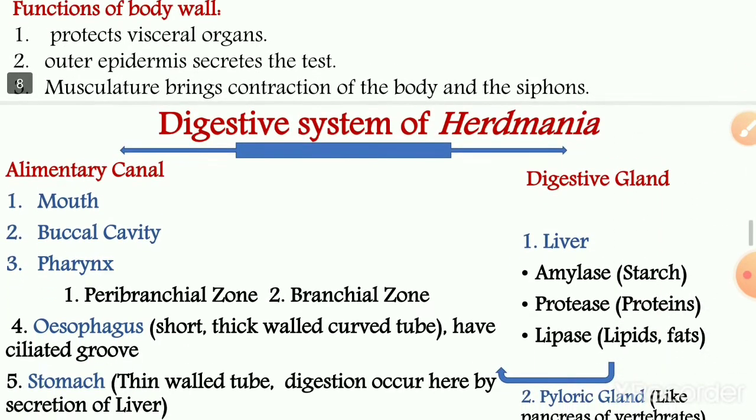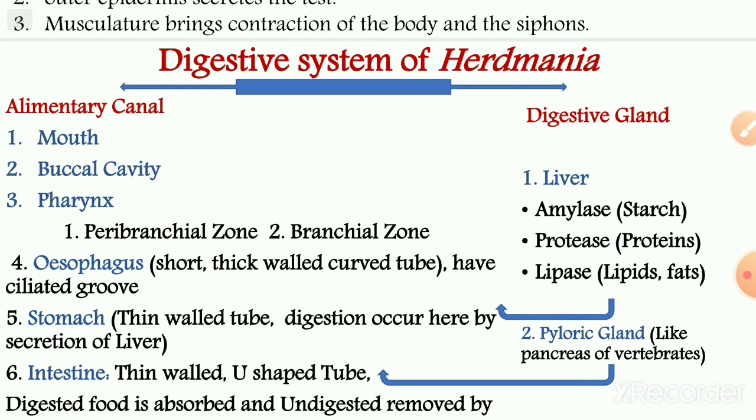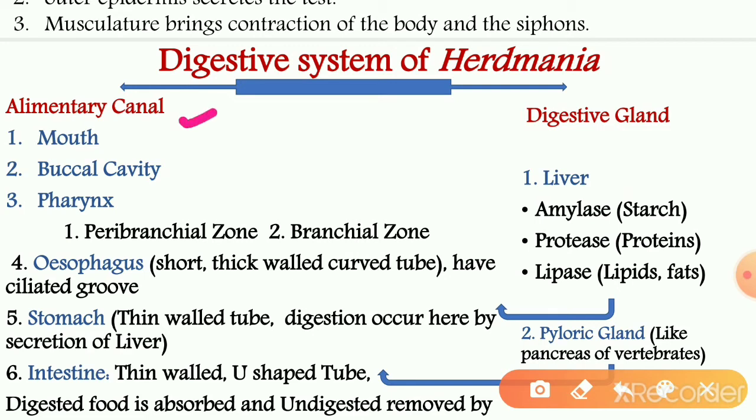Now we will discuss the digestive system of Herdmania. The digestive system of Herdmania mainly includes two parts: the alimentary canal and the digestive glands. What is the alimentary canal? The alimentary canal is a structure from mouth to anus, a pipe-like structure from mouth to anus.